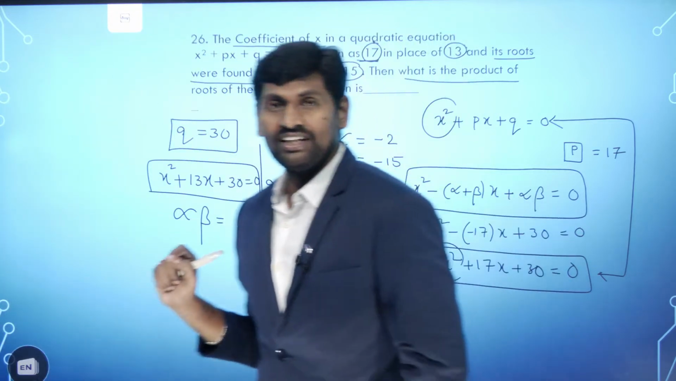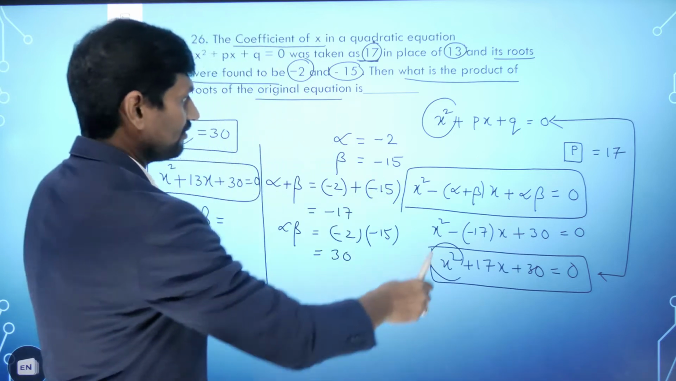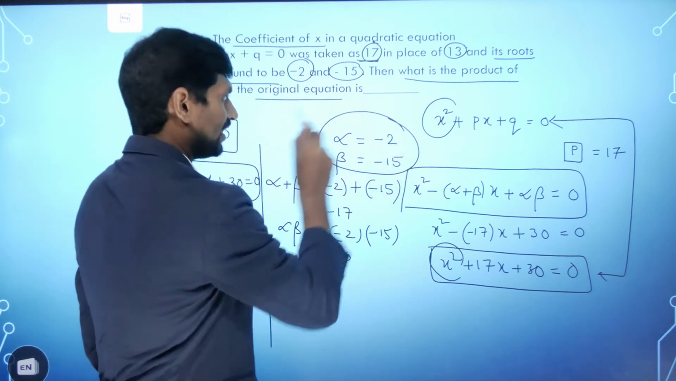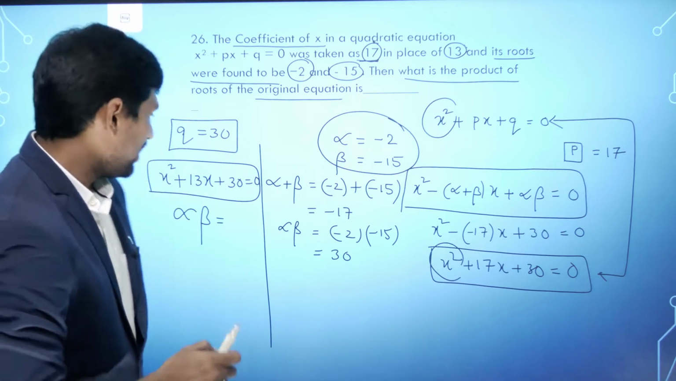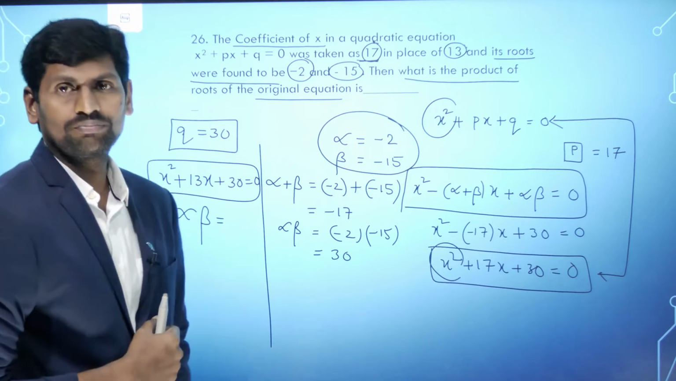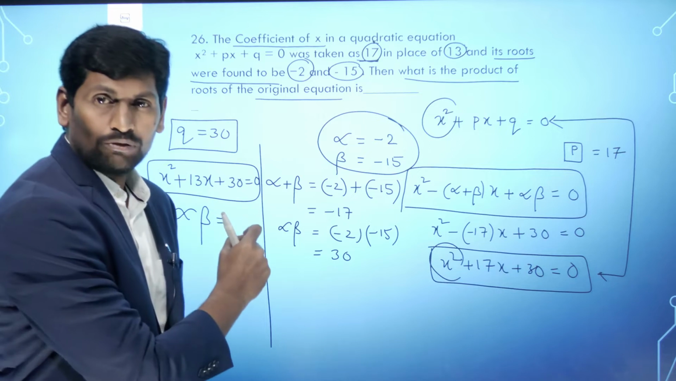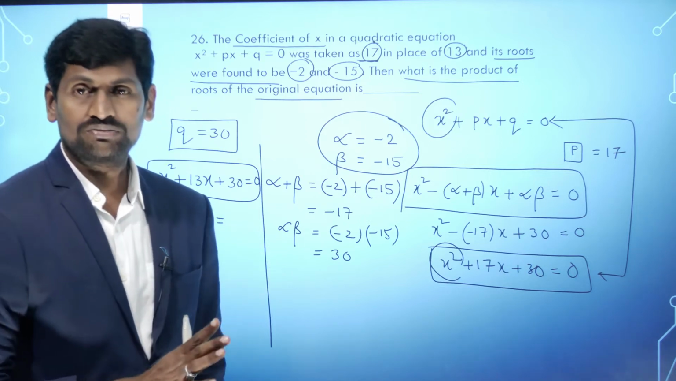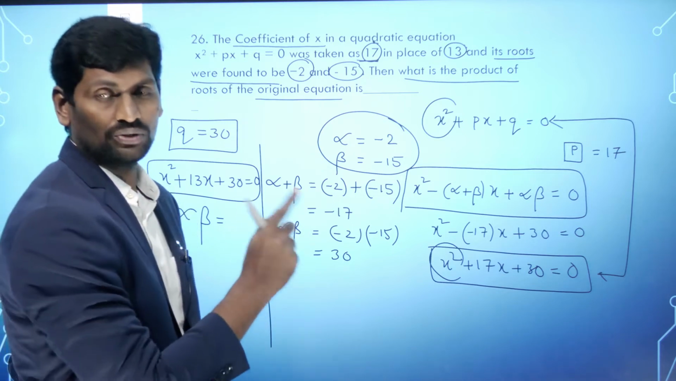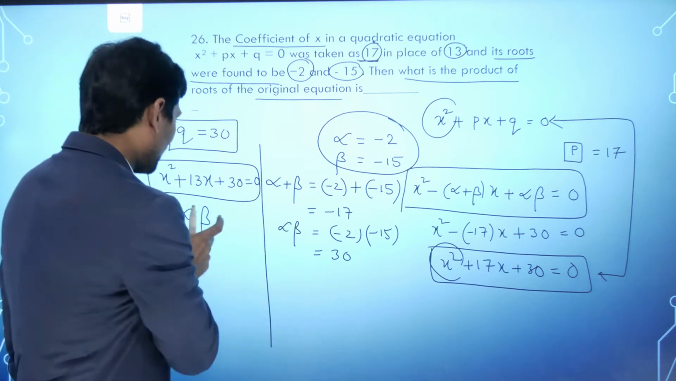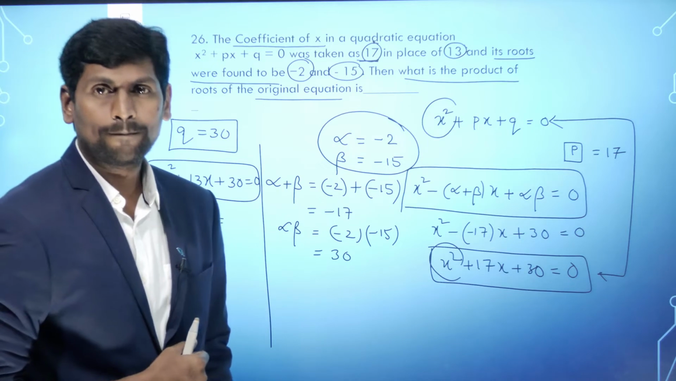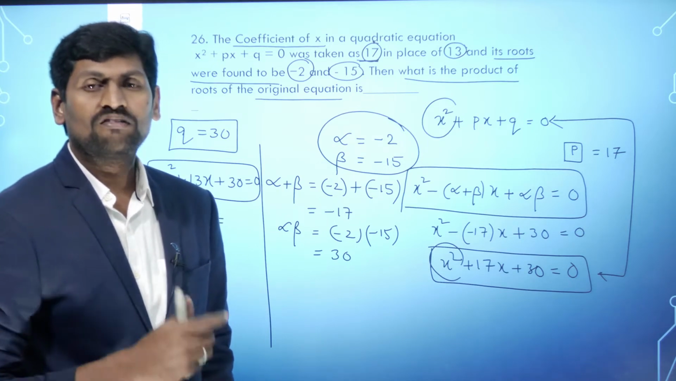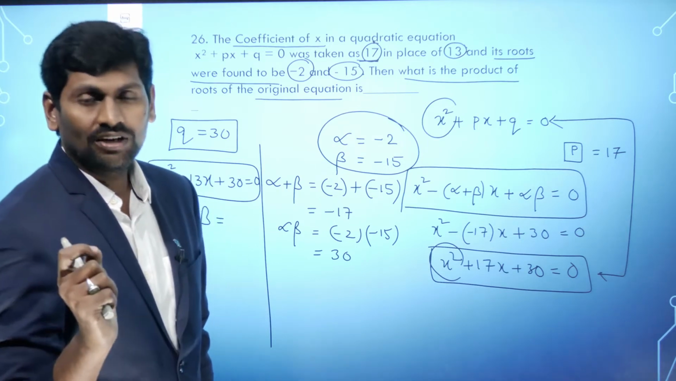While taking 17, we know the roots minus 2 and minus 15. But here 13 is there, no? We would have to find the roots. No need. Without finding the roots alpha and beta, we can find the product of roots. How? Yes, very good. What is that?